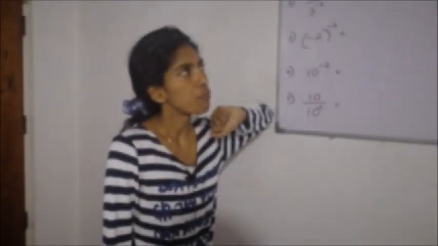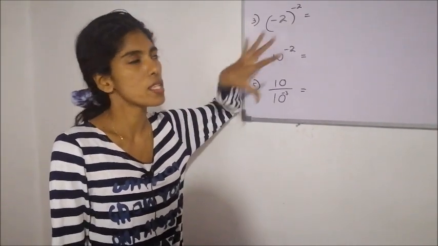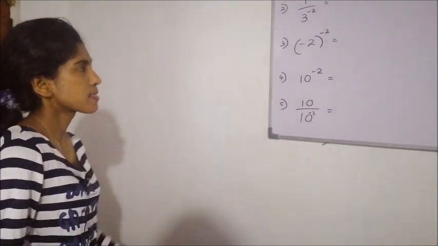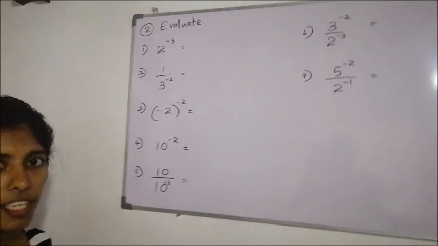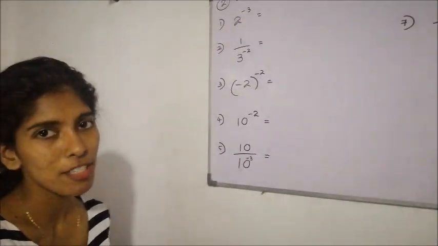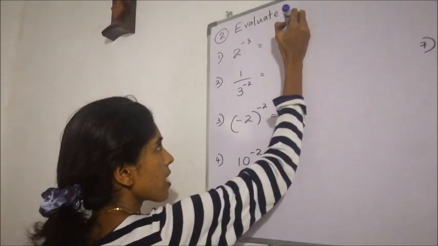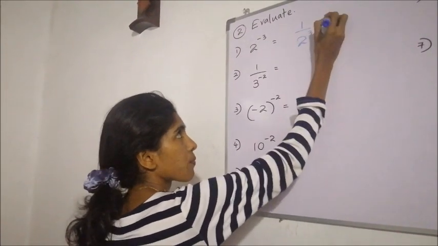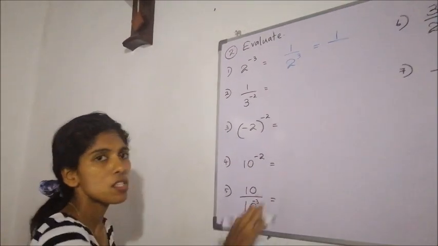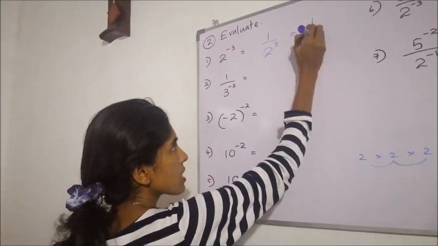Right. Now children, we will evaluate the following questions. That means we are going to find the answers for these questions. See the first one, 2 to the power minus 3. As the first step, we need to make the negative indices positive. That must be our first step every time. So, when we bring this down, 1 will remain as the numerator. That means we are writing the reciprocal. 2 to the power just 3 now. 1 over 2 to the power 3, which means 2 into 2 into 2. 2 times 2 is 4. 4 times 2 is 8.